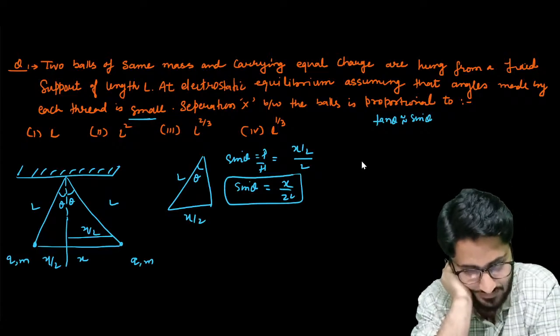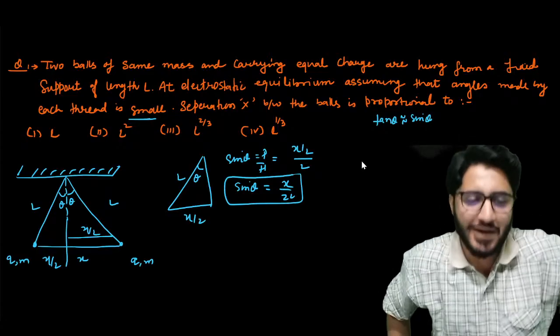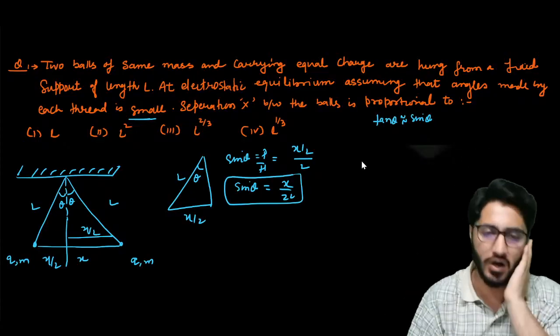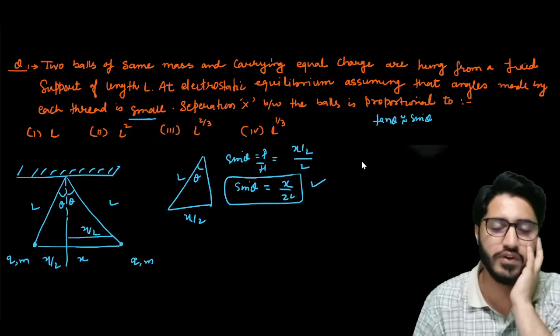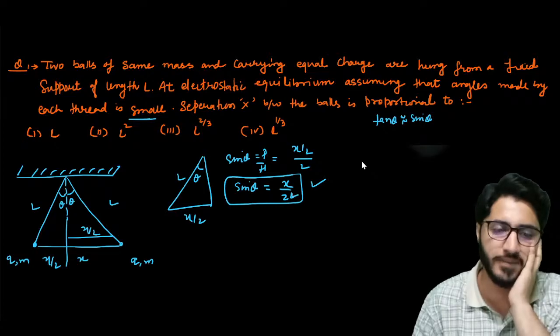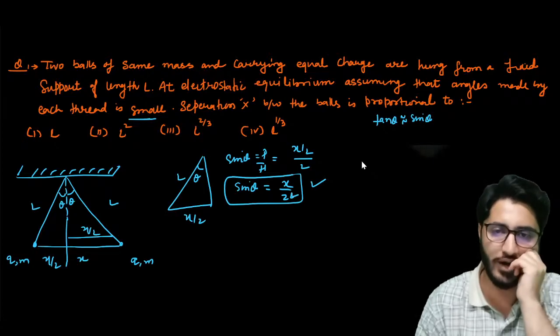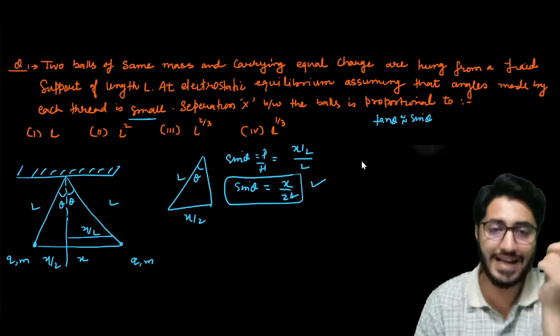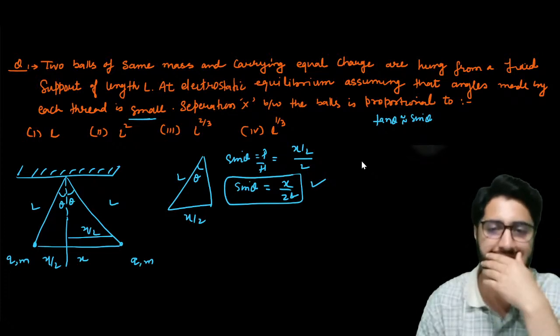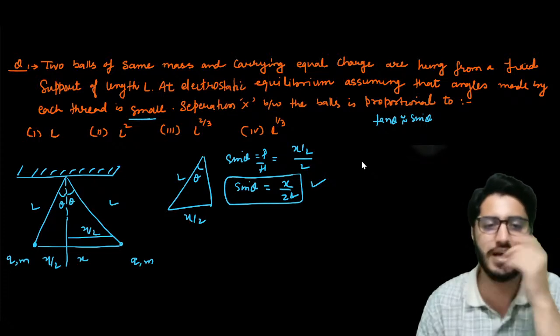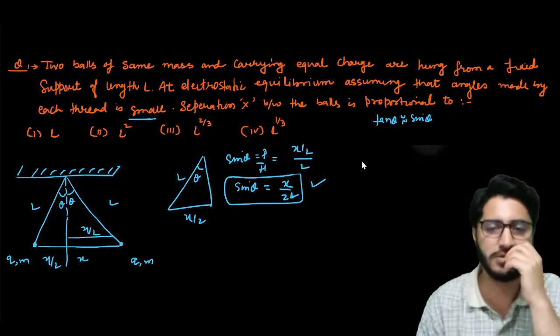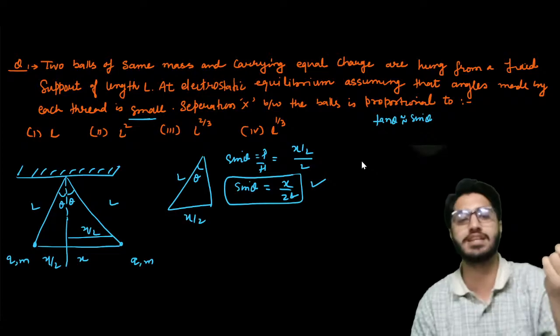Done? It is only half. No, I have not completed this numerical. Okay, now sine theta is given. We got this sine theta. So we had to find out which relation holds between x and L. The angle is made very small. The separation between the balls is proportional to what? We have to find the relation between x and L.